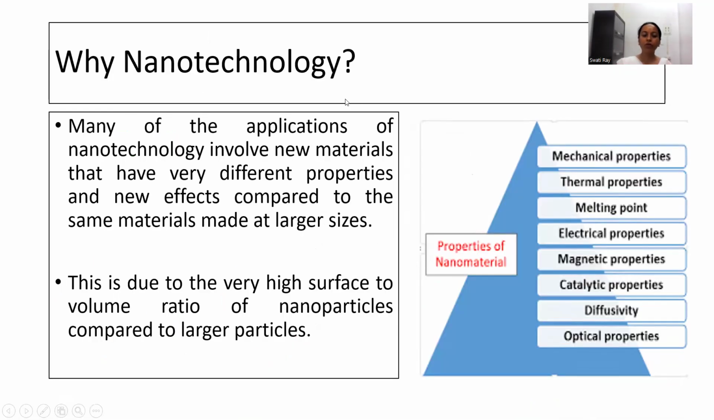Now, the big question is why nanotechnology is a focused area for researchers. Many applications of nanotechnology involve new materials that have very unique properties and new effects compared to the same materials made at larger sizes. This is due to the very high surface to volume ratio of nanoparticles compared to larger particles. These unique properties might be mechanical, thermal, melting, electrical, magnetic, catalytic, diffusivity, and optical properties.